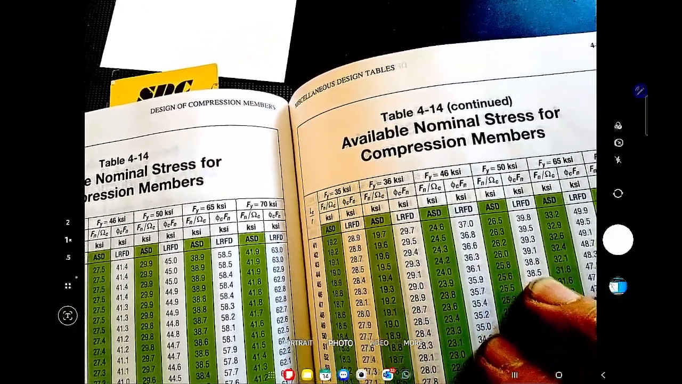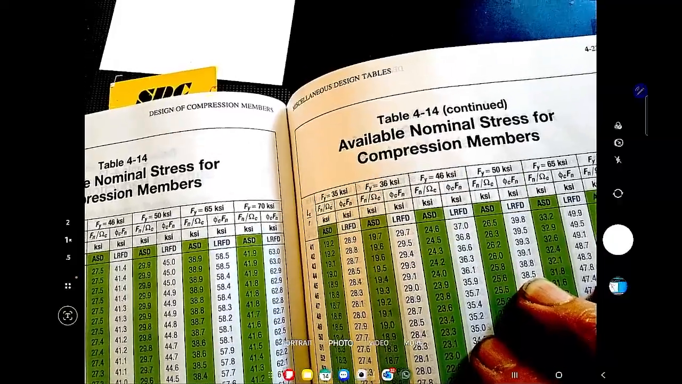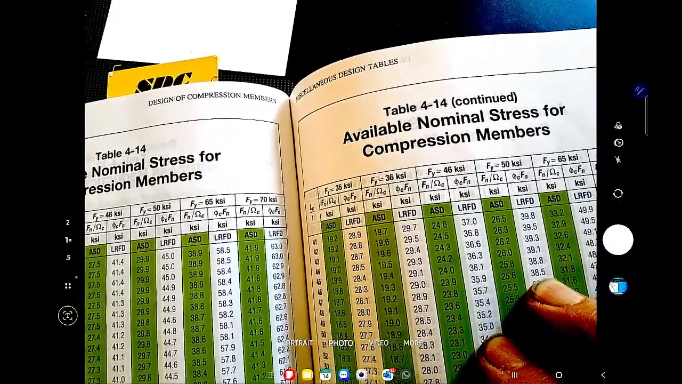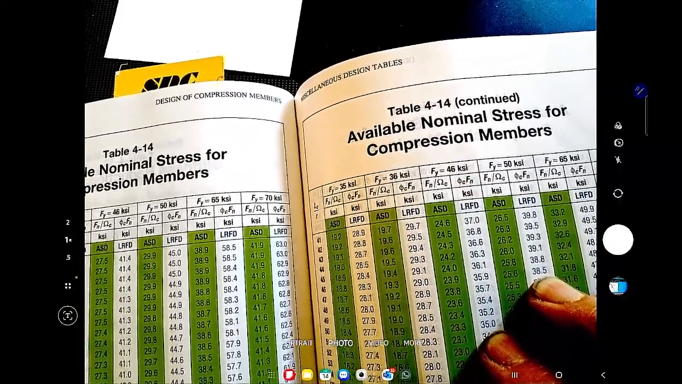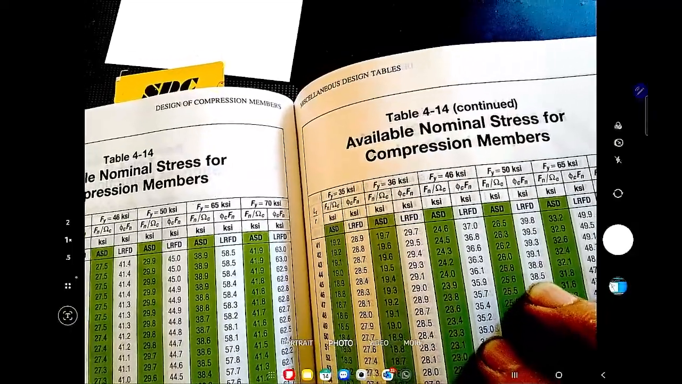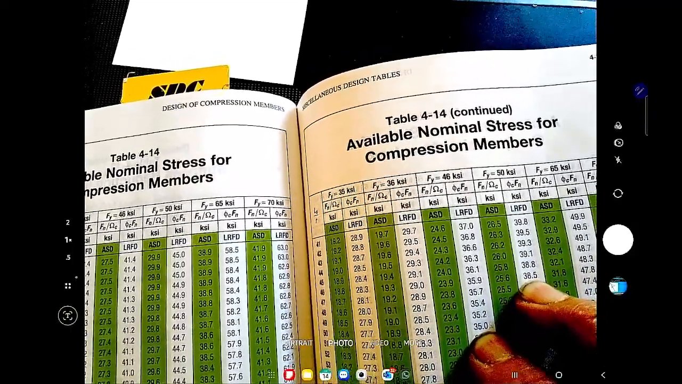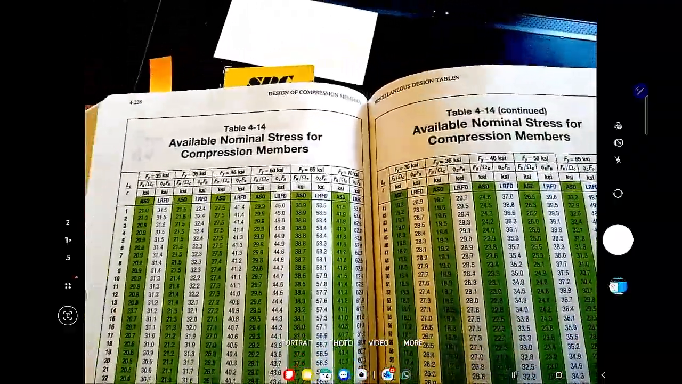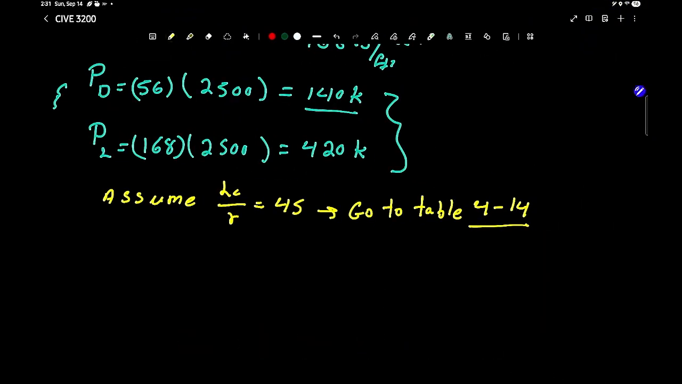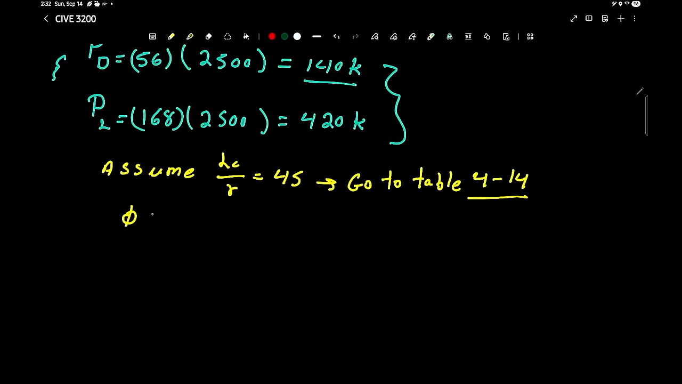I used 38.5, but that's okay. That is 46, that's fine too. So let's use phi C times Fcr of 38.5. Phi times Fcr came out to be, use 46 here actually, 38.5 ksi.